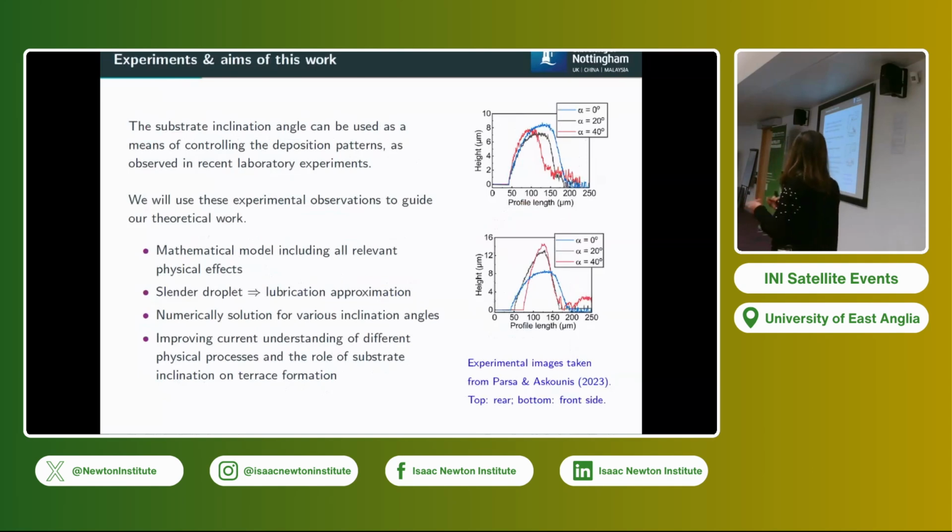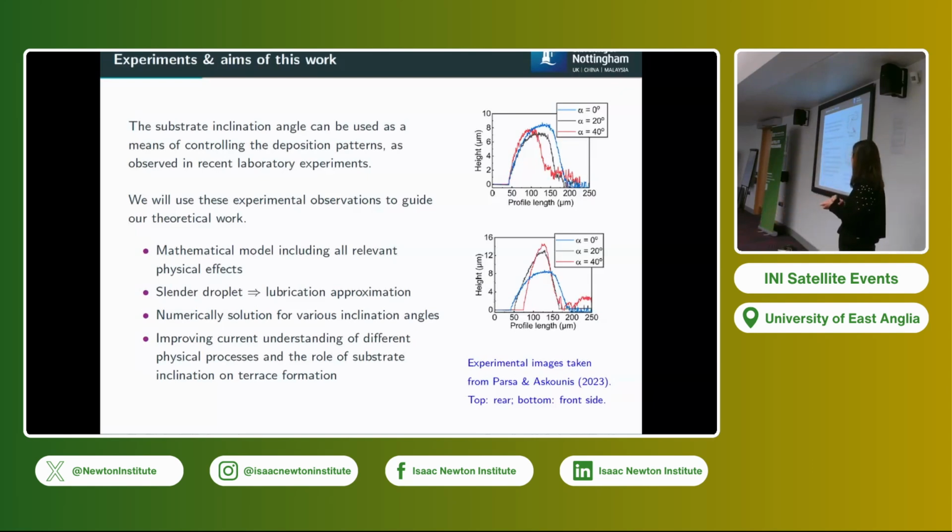So in recent laboratory experiments done by Askounis and collaborators, they have noticed that they can use the substrate inclination angle to control the deposition patterns of particles. For example, in these pictures, they show some terraces that are formed at the front and at the rear of these inclined droplets. While I will not focus on experimental work in this presentation, Alex will be here tomorrow, and I think he will present on this relevant problem. But we will use these experimental results to guide our theoretical work.